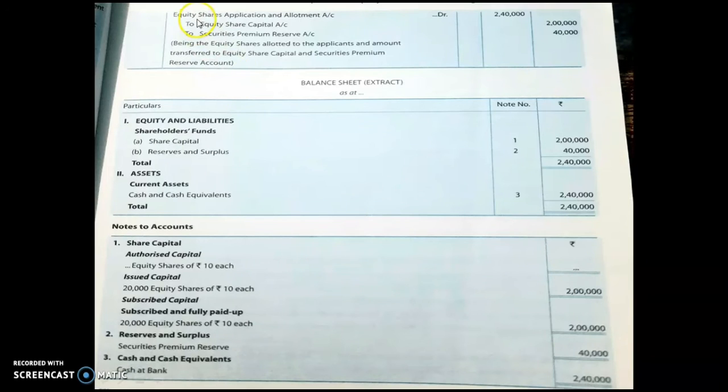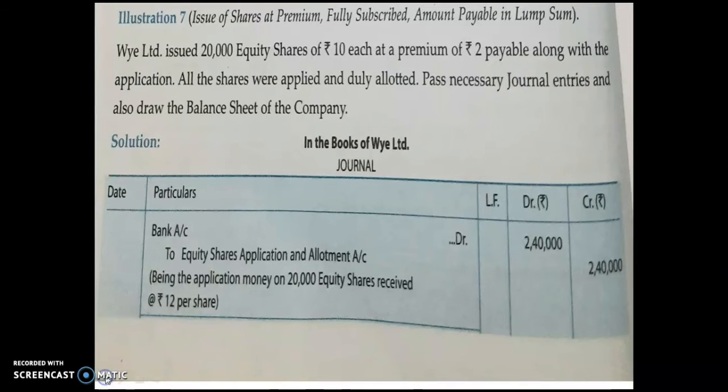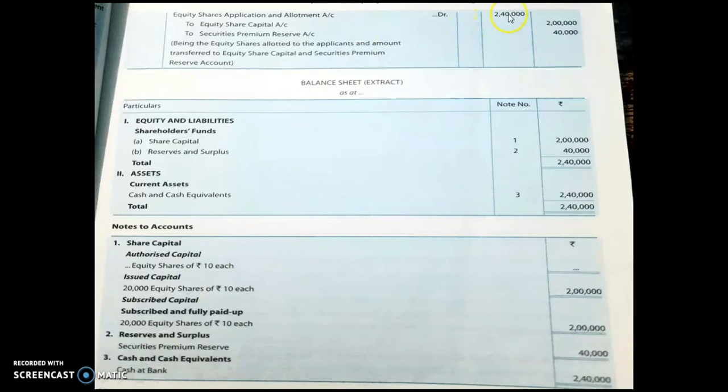The second journal entry is equity share application and allotment account debited to equity share capital account and securities premium reserve account. So whatever amount you have collected in equity share application and allotment account, what is the amount written over here? 2,40,000. So that 2,40,000 you have to write over here. See, equity share application and allotment account debited, whatever amount you have written in the first journal entry under the credit side, the same amount will come over here.